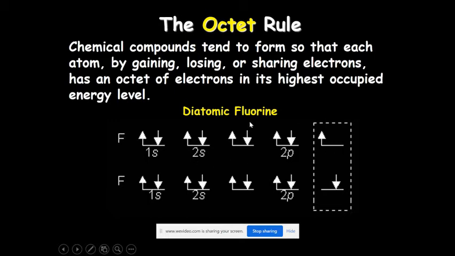That's how we get 7 valence electrons. And when 2 fluorine atoms bond together, they are sharing their 7th electron with each other. These 2 electrons make a bond between them, and they both have claim to these electrons. This gives both atoms of fluorine 8 valence electrons.